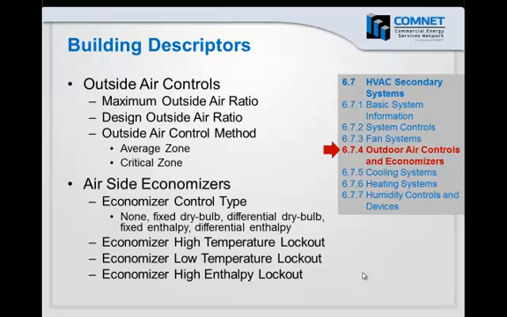There's four building descriptors: the control type, which is either fixed dry bulb, differential dry bulb, fixed enthalpy, or differential enthalpy. There's the economizer high temperature lockout and low temperature lockout. These are the temperatures above which and below which the economizer returns to the minimum outside air position. And then there's an economizer high enthalpy lockout, which is applicable when you use either fixed enthalpy or differential enthalpy.